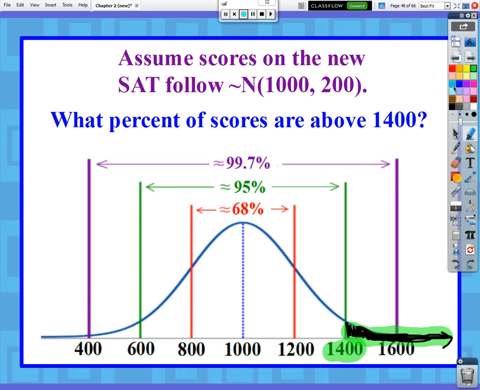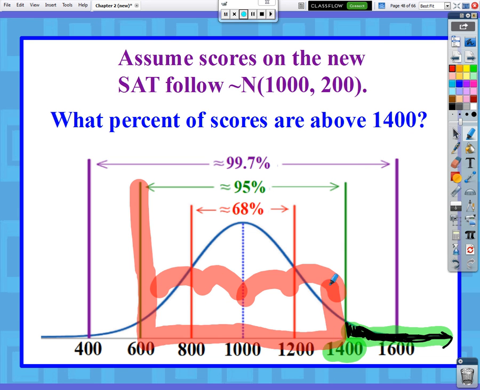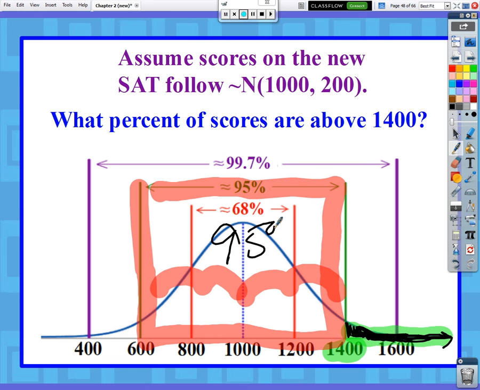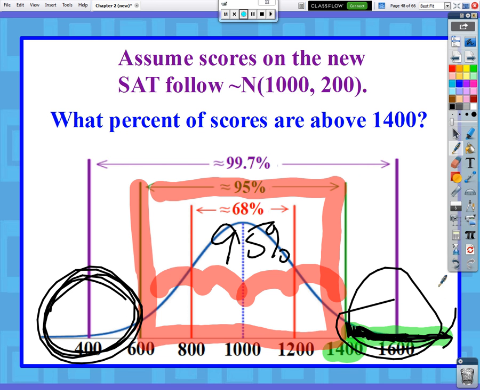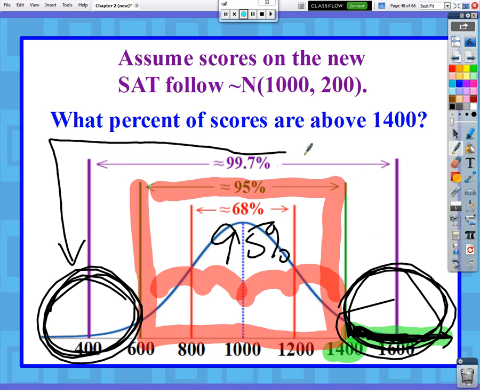So what I would have you consider first is that 1400 was 2 standard deviations above. And if I went 2 standard deviations below, this represented 95%, right? 95% in the middle here, which means how much room is left outside of the 95%? That would mean that this lower tail and this upper tail must contain the remaining 5% of the area.